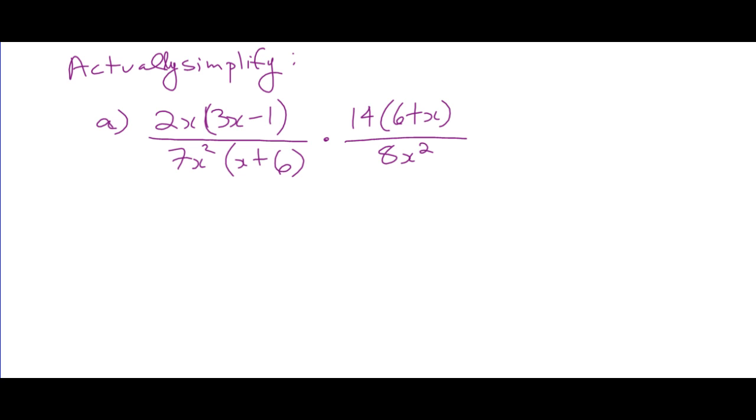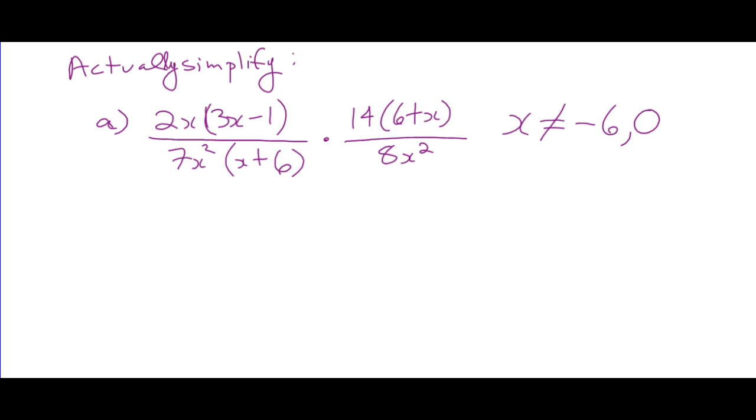Okay, so step 1 is to factor. Is there anything to factor there? Anything to factor? No. Restrictions? Negative 6 and 0. Okay.